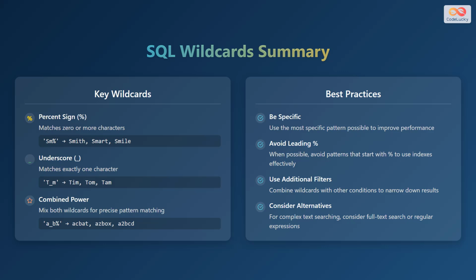For best practices, be specific with your patterns to improve performance. Avoid leading % when possible to effectively use indexes. Use additional filters to narrow down results and consider alternatives like full text search for complex text searching.